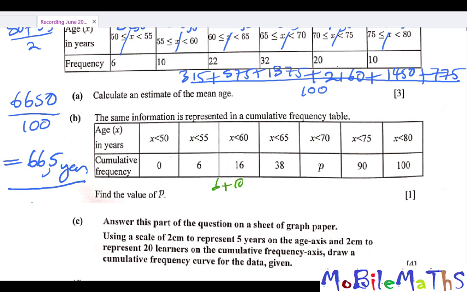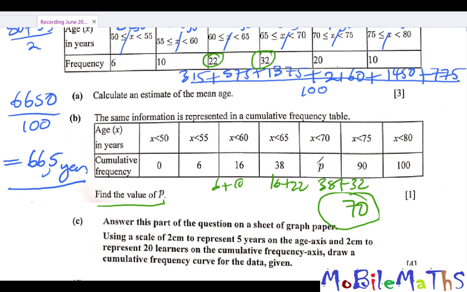Then we get 16. Then to get this one, we are saying 16 plus 22. Then we get 38. Then to get our P, which is the question here, you are going to say 38 plus 32. So we have got 38 plus 32, that's a 70. So we have a 70.